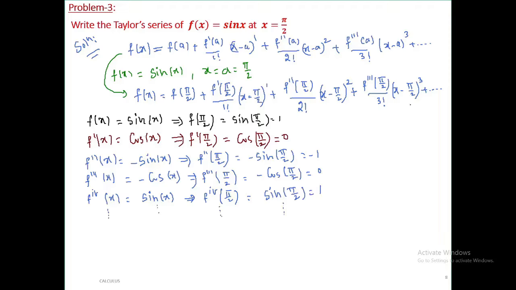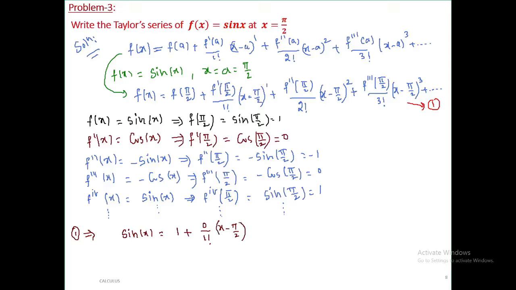So assume this is equation number 1. In 1 you substitute all those things. So f of x, what is f of x? Which is sin x. Is equal to f at pi by 2, which is 1, plus f dash at pi by 2. What is f dash at pi by 2? Look here, f dash at pi by 2 is 0. So 0 by 1 factorial into x minus pi by 2. So indirectly this term is completely 0.